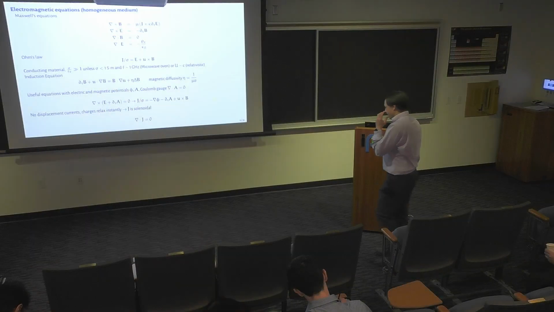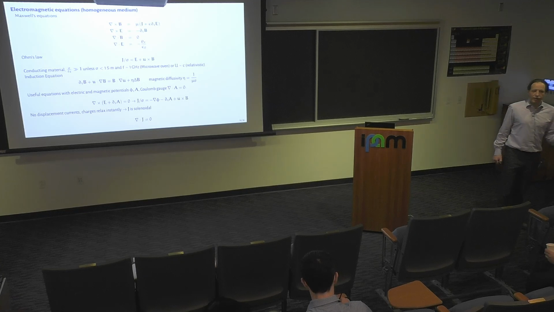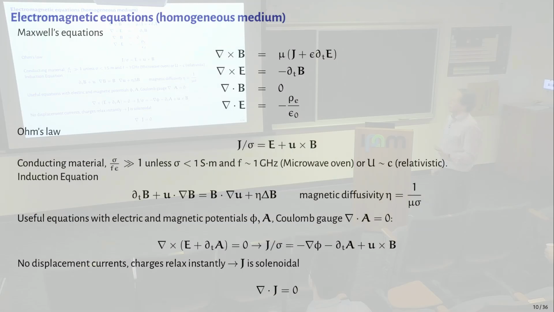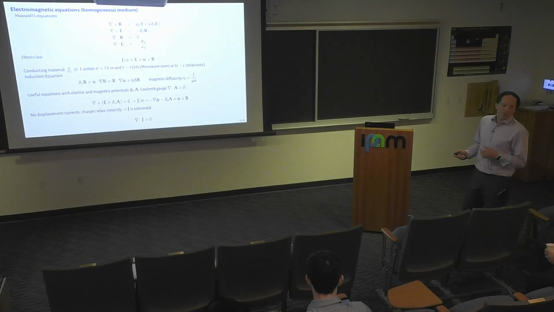Okay, so we need a set of equations to describe the electromagnetic part of the problem. And start at the beginning. Of course, we start with the Maxwell equations. We're talking about a conductor. So that means that in Ampere's law, this term is the one that matters. And that means the displacement currents are not important.